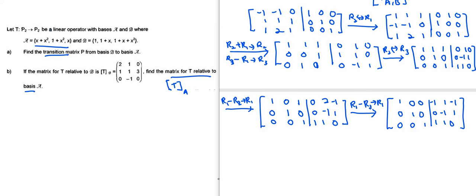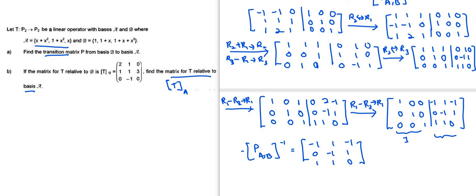and we reduce until we get identity matrix on the left hand side. So after we have reduced that matrix until we get identity on the left hand side, the inverse will be the right side. So for this case we have P_AB inverse is equal to -1, 1, -1, 0, -1, 1, 1, 0. So this is also equal to P_BA.